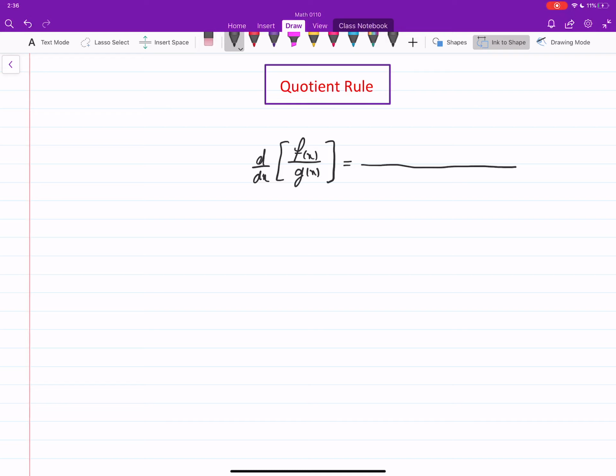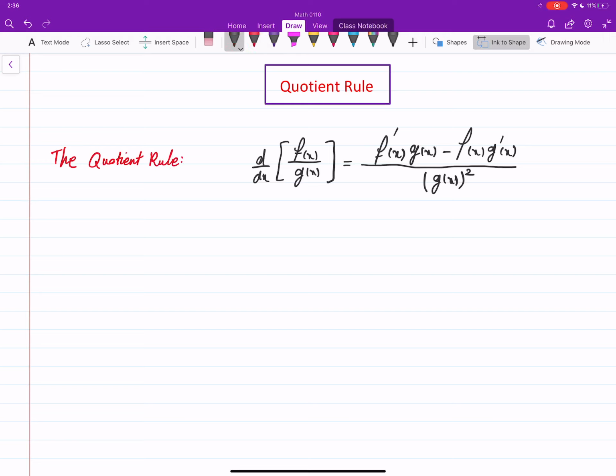The second thing is, what is the right rule? The rule is this: the derivative of the numerator times the denominator, minus the numerator itself times the derivative of the denominator, over the denominator squared. This is called the quotient rule.